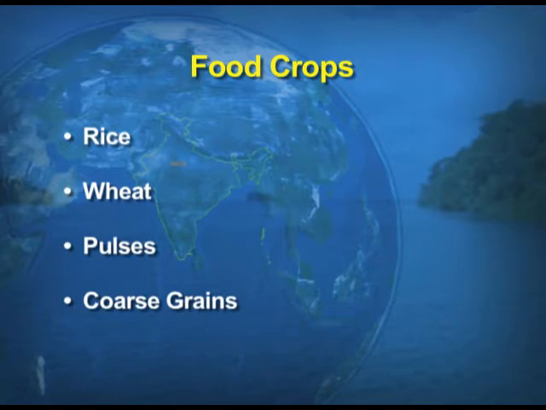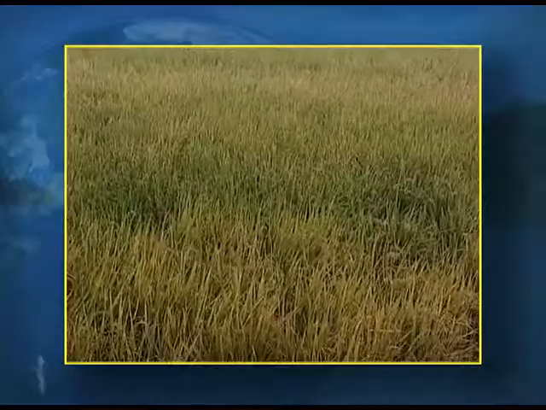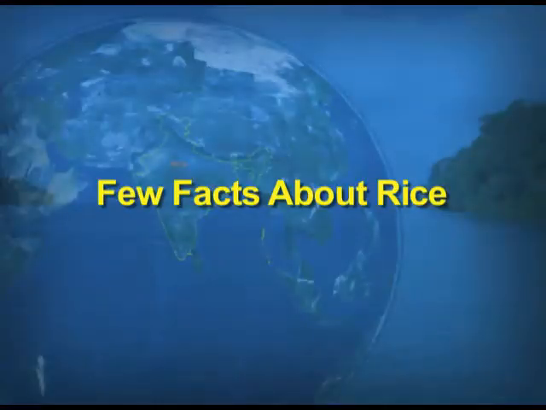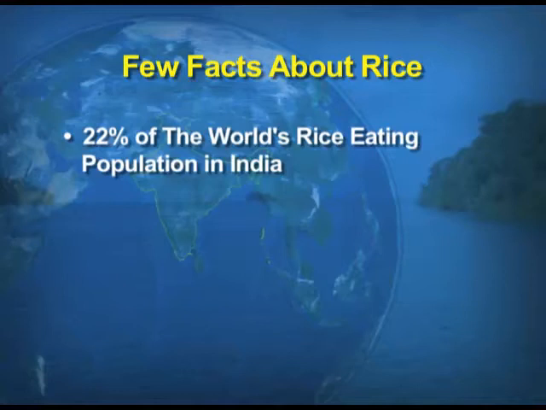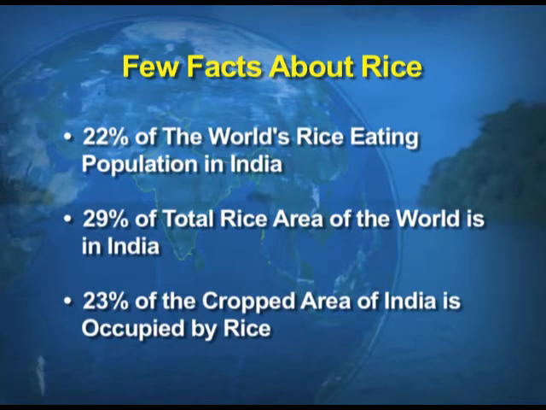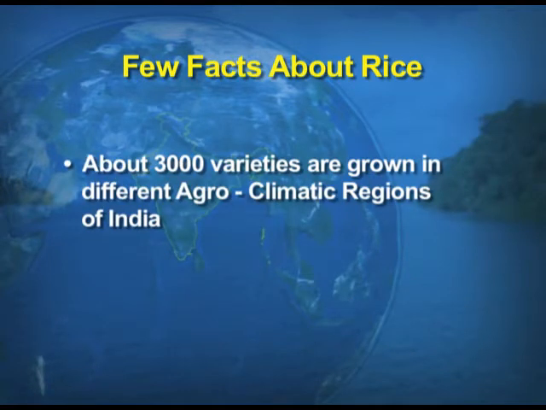Now, regarding the rice, it is the most important food crop of India, which feeds more than half of our population. India is the second largest producer of rice in the world after China. Now, few interesting facts about rice. 22% of the world's rice eating population is in India. 29% of the total rice area of the world is also in India. 23% of the cropped area of India is occupied by rice. Since India is a land of variety, so about 3,000 varieties are grown in different agroclimatic regions of India.